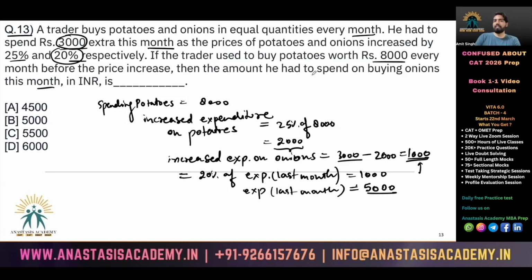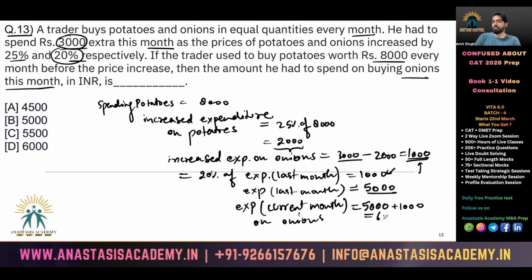I need to find the amount he has to spend on buying onions this month. This is the increased price. So the expenditure in the current month on onions would be 5,000, which was the expenditure of last month, plus the increased expenditure of 1,000 rupees. So it has to be 6,000. Right? So the correct answer is option D.